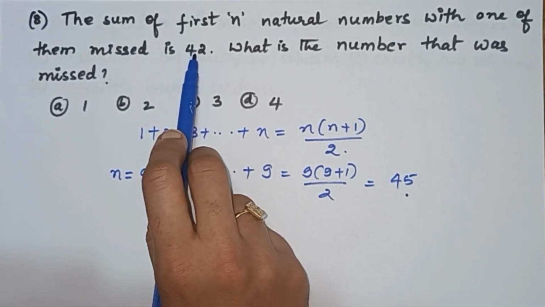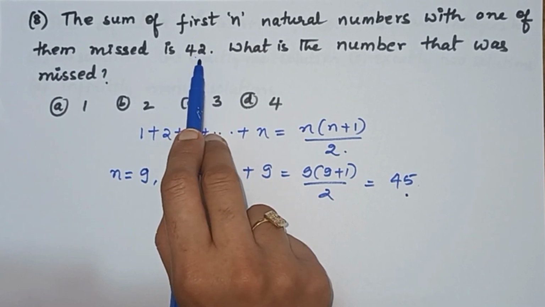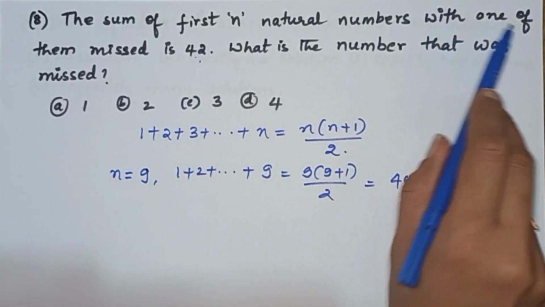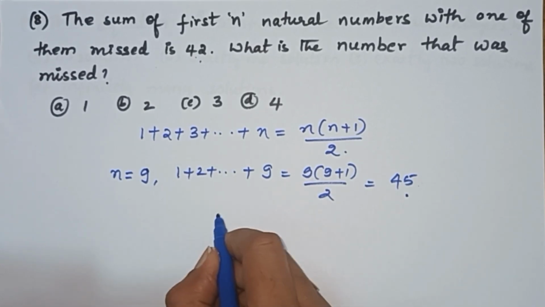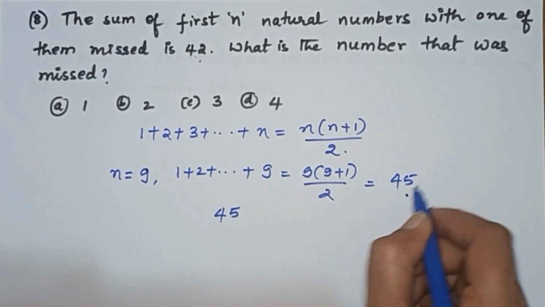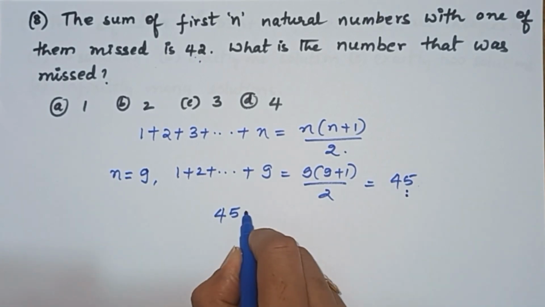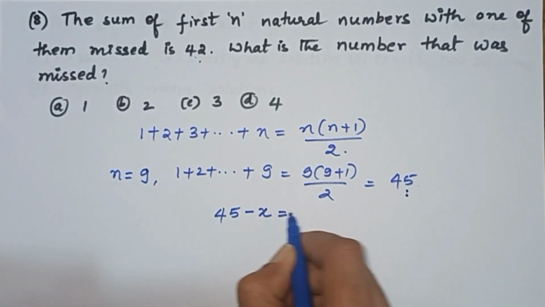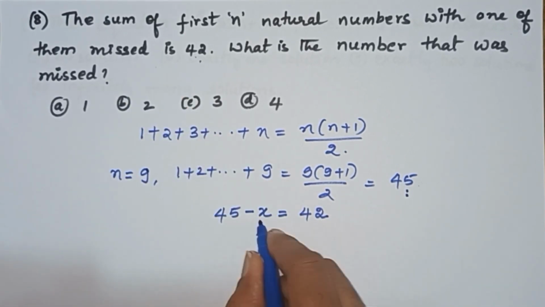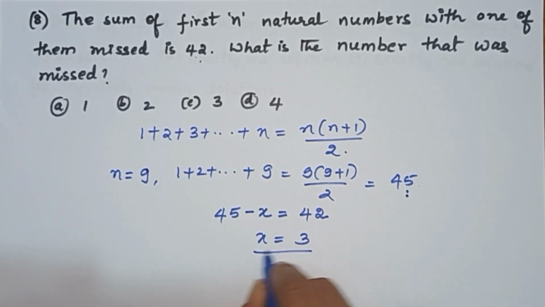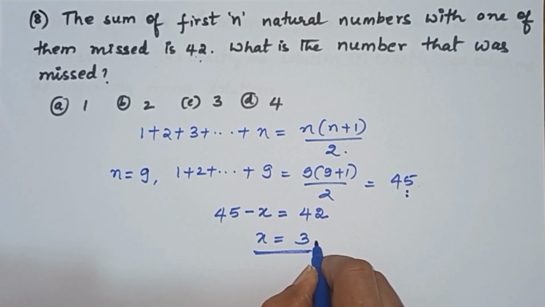But they had given this is the sum of first n natural numbers with one of them missed. So I don't know that value. I will take it as x. So 45 is the actual sum. If you miss that number, subtract that number, then you will get 42. So therefore x is equal to 45 minus 42, that gives you 3. Therefore the missed number is 3.